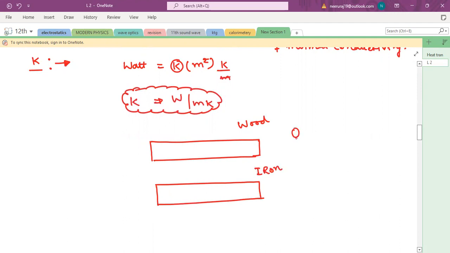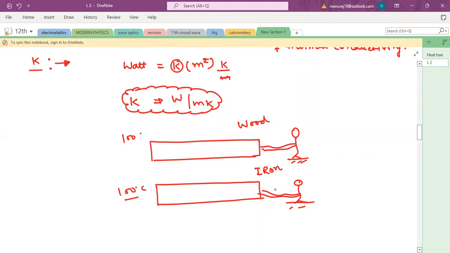And both these rods have the same cross-sectional area. Both rods are identical. One person is holding this rod and one person is holding this rod. Suppose this side temperature is 100 degrees and this side temperature is also 100 degrees. So which person will feel hotter first? Either the person who is holding iron, or the person who is holding wood.